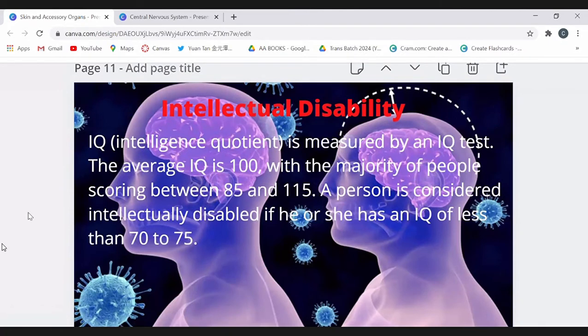Someone with intellectual disability has limitations in intellectual functioning and adaptive behaviors. Intellectual functioning refers to a person's ability to learn and reason. The IQ, or intelligence quotient, is measured by an IQ test. A person is considered intellectually disabled if he or she has an IQ of less than 70 to 75.